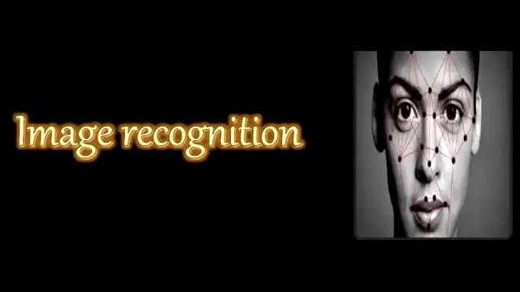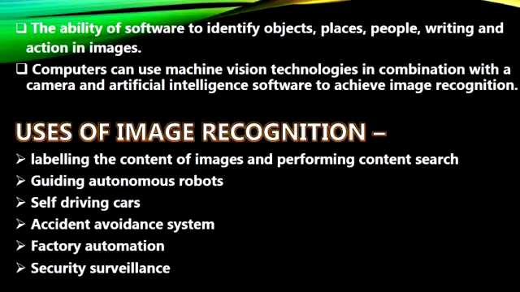The next one is image recognition. What is image recognition? It is the ability of software to identify objects, places, people, writing and actions in images. Computers can use machine vision technologies in combination with a camera and artificial intelligence software. Uses of image recognition are labeling the contents of images, guiding robots, self-driving cars, accident avoidance systems, factory automation, and security surveillance.